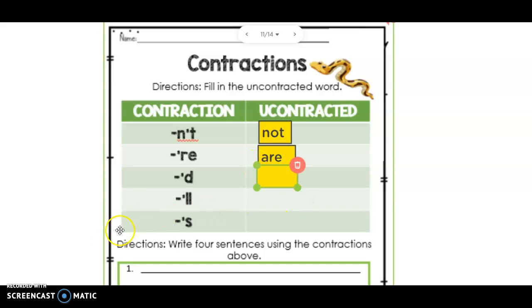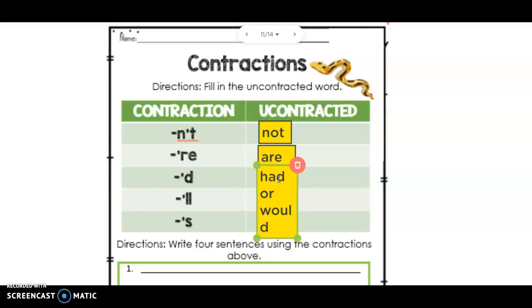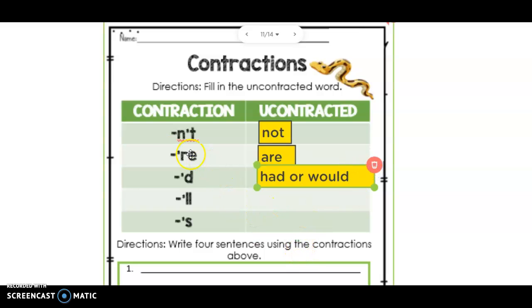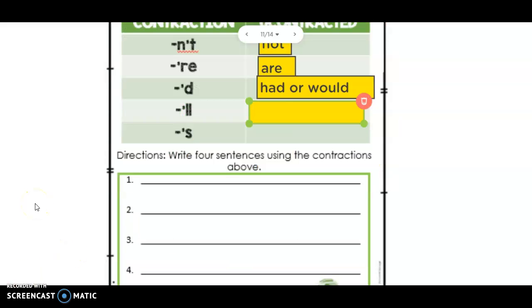The contraction apostrophe D can mean two things. It can either mean had or would. Had or would. So maybe you had the word she'd or I'd: she would or she had, I would or I had. The contraction 'll at the end of a word, with apostrophe LL, that means will. That is a contraction for will.